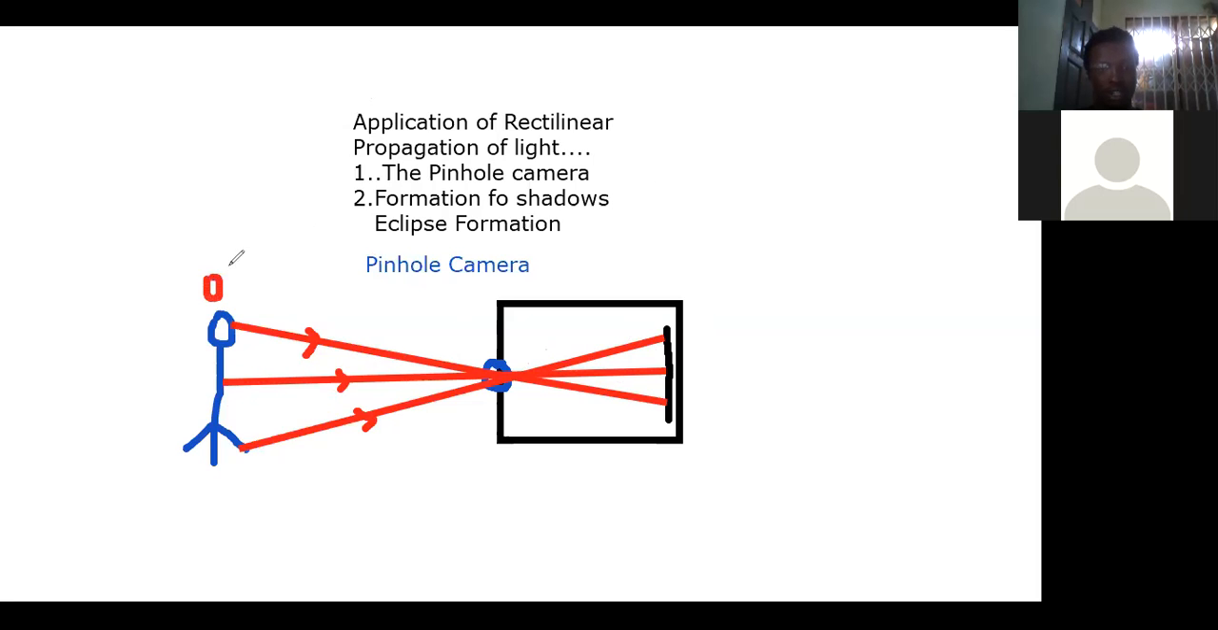So this is the object. Now the image is formed here. When the image is formed, the image is turned. We call this inverted. The image is inverted. That's how it works. So when you see this now, the distance from the object to the pinhole is what we call the object distance.